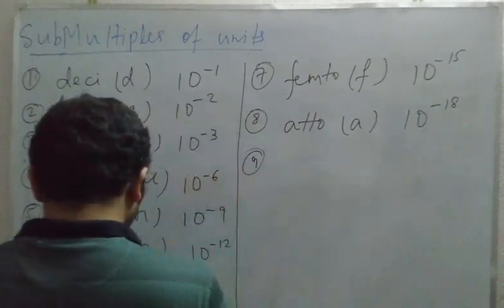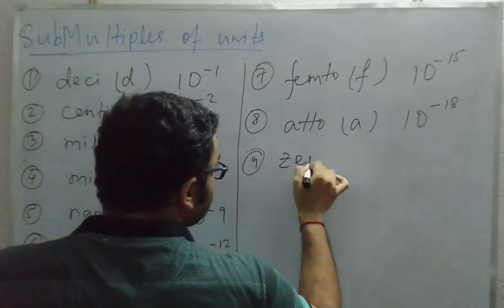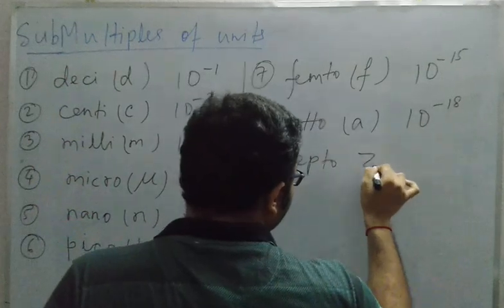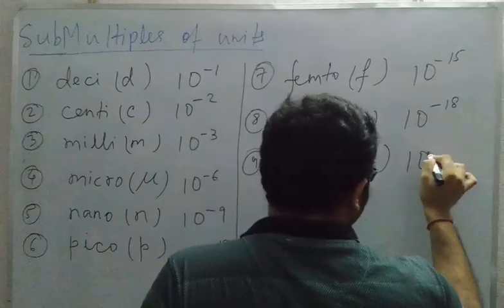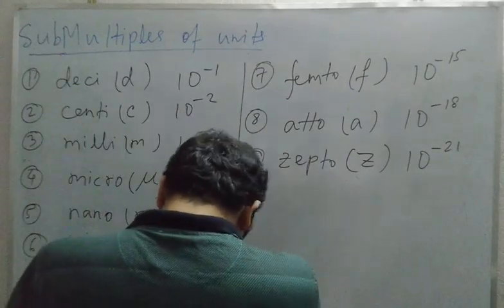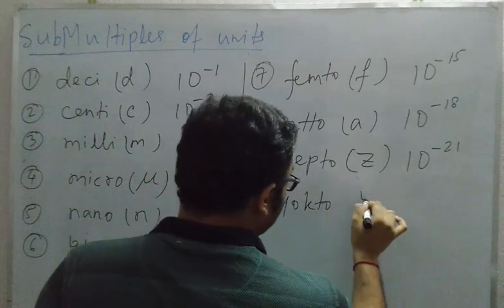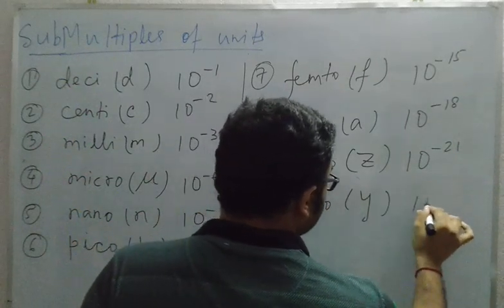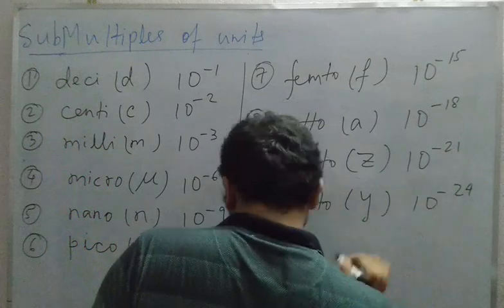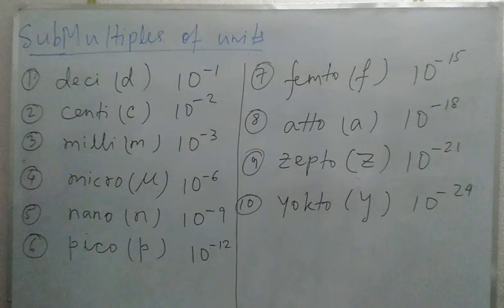Ninth one is zepto. It is small z, 10 to the power minus 21. And the 10th one is yocto, or small y. It is 10 to the power minus 24. So these are the various sub-multiples of units that we can use in our measurements.